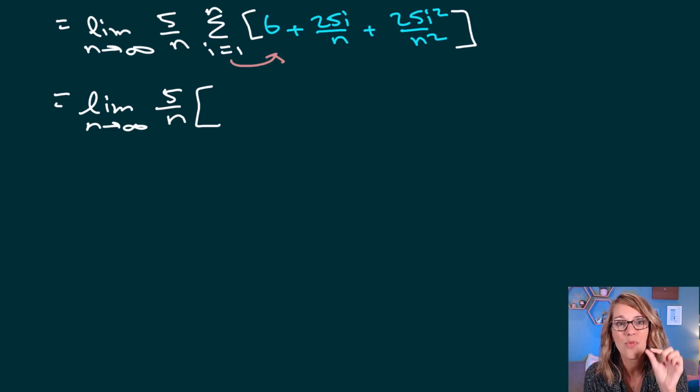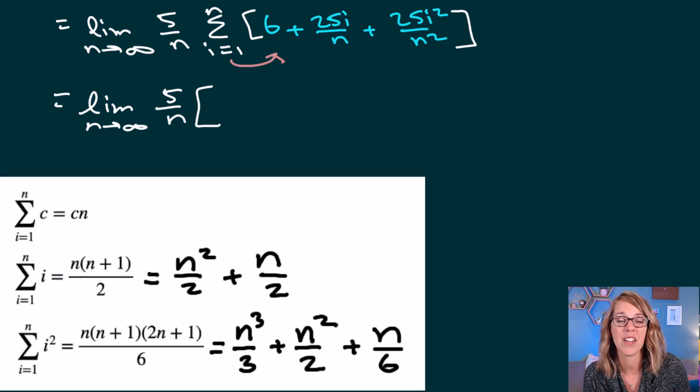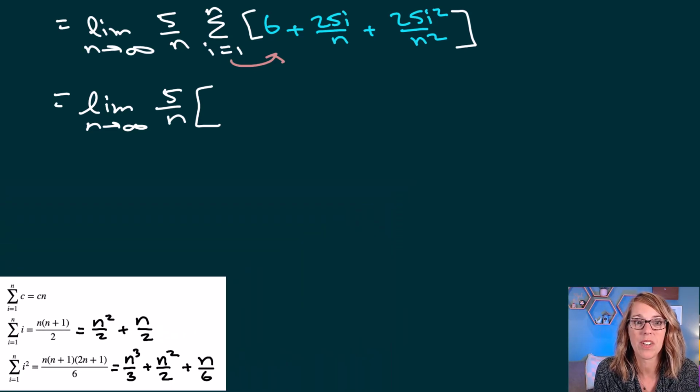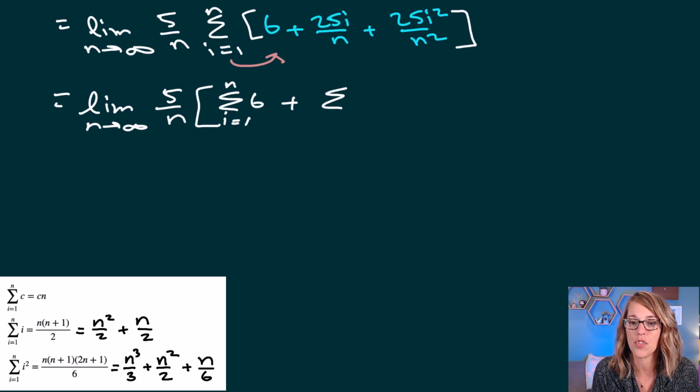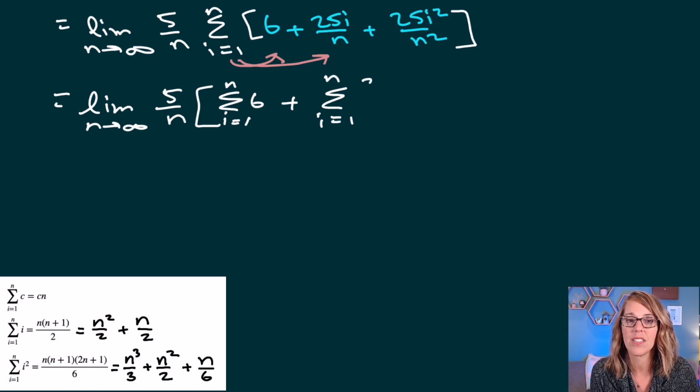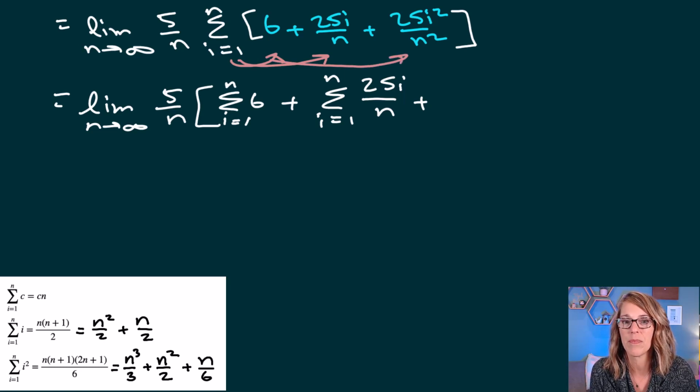My goal is to get to one of these summation formulas, and that's where I'm going to be able to simplify. So I'm going to distribute that summation onto the 6. So that's adding all those sixes together, regrouping, plus I'm going to distribute that summation onto the 25i over n. So i goes from 1 to n. This is 25i over n. And then finally onto that last term. So I'm really just regrouping here. And that's going to be the sum as i goes from 1 to n of 25i squared over n squared. And I'll put a square bracket there.